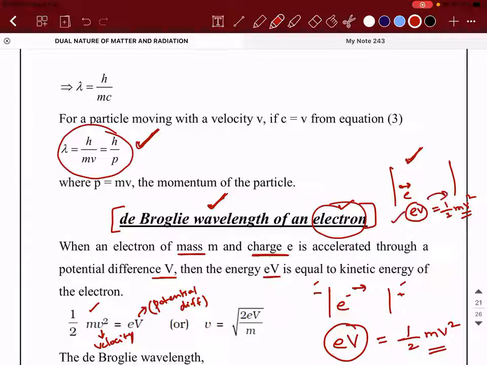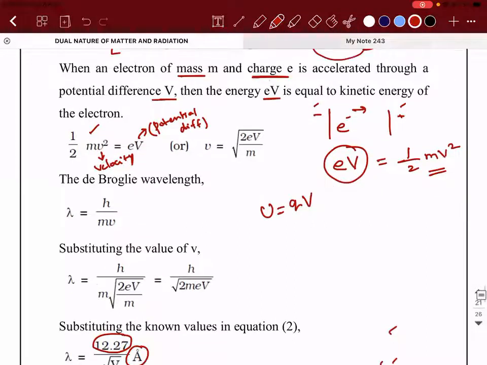Is that clear? Yes, sir. It's clear. Now is the confusion gone from your mind? This V is not stopping potential? Yes, sir. It's gone, sir. Yes, that's gone, right? That is important.